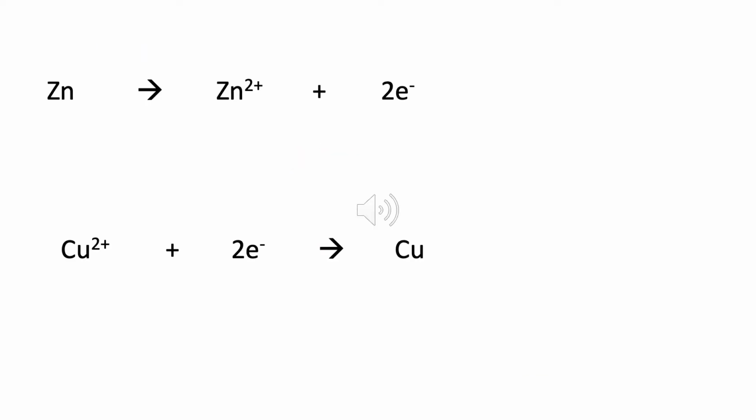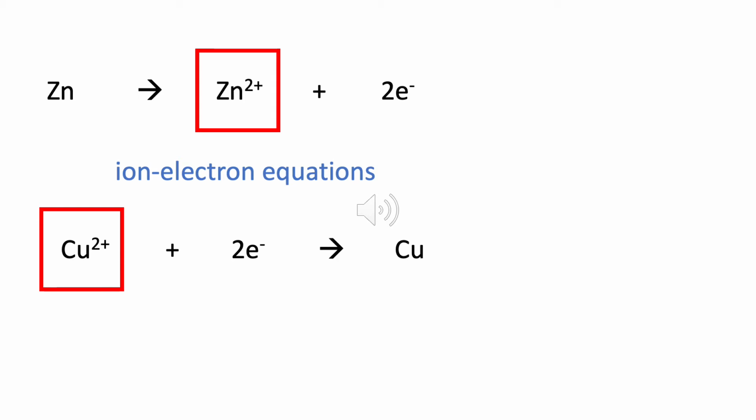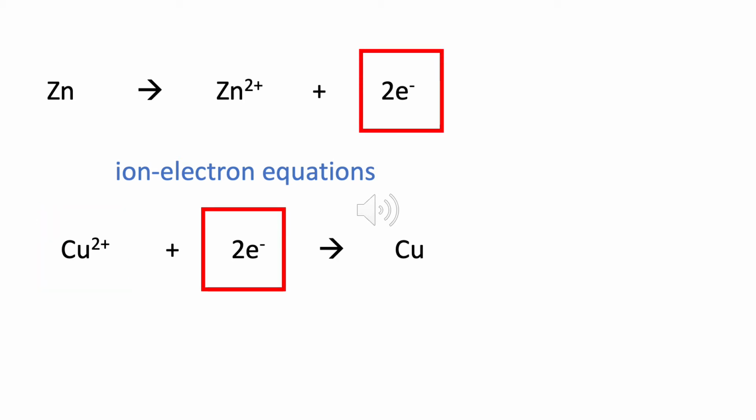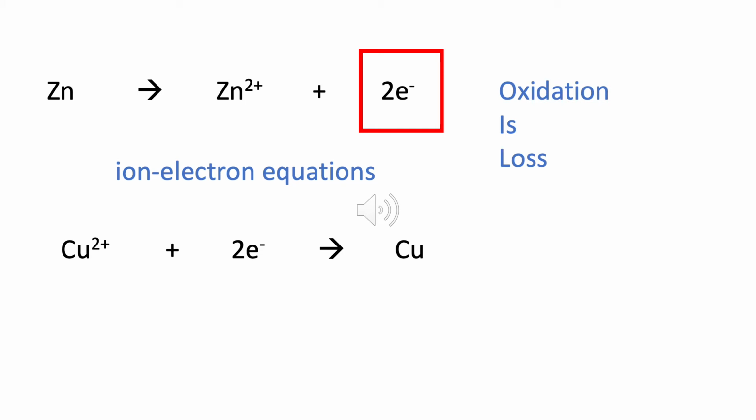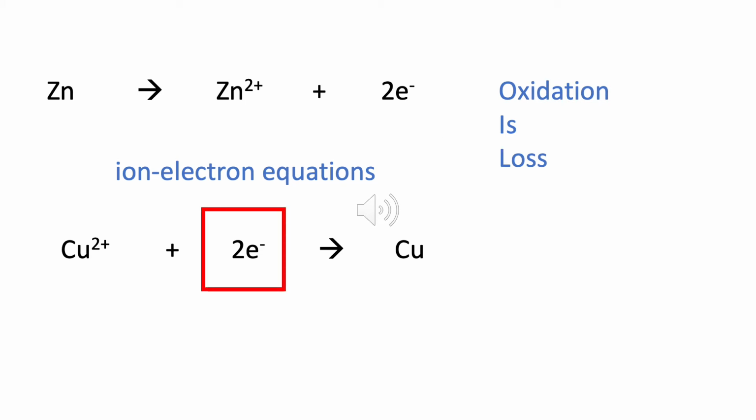Reactions for which only the reduction or oxidation is shown are known as ion-electron equations because they involve an ion and electrons. In an oxidation reaction, the electrons are on the right-hand side of the equation. The electrons are lost from the reactants. Oxidation is loss of electrons. In a reduction reaction, the electrons are on the left-hand side of the equation. The reactants gain electrons. Reduction is gain of electrons.